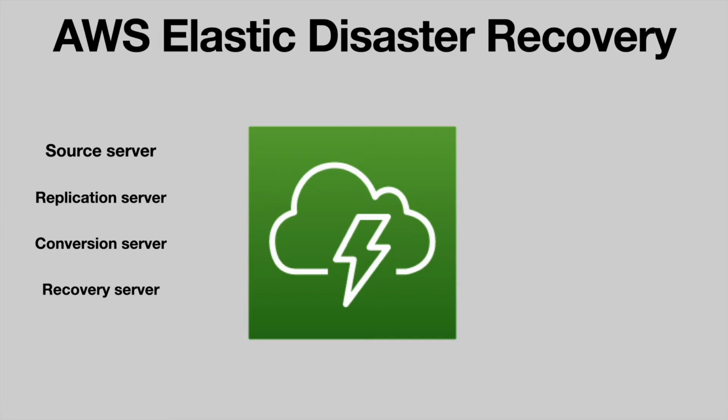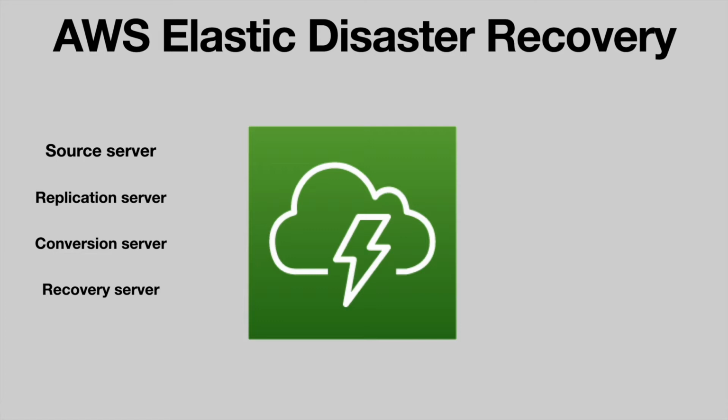Source server. It is the server which we are going to make disaster ready. We will install the AWS replication agent on this server. Replication server. It is a server which the EDR service launches for replication purposes into another subnet called the staging subnet. Conversion server. During the launch process, AWS automatically spins up this server. The launching process includes changes to the drivers, networks, and the OS license so that the instance boots naturally on AWS. The conversion server helps in conversion and then automatically terminates.